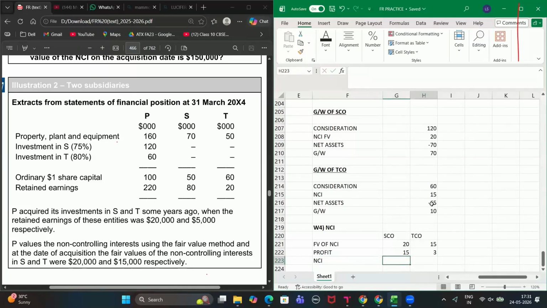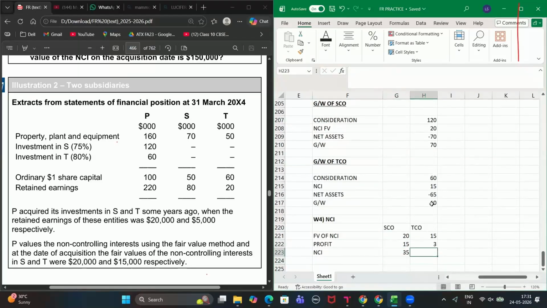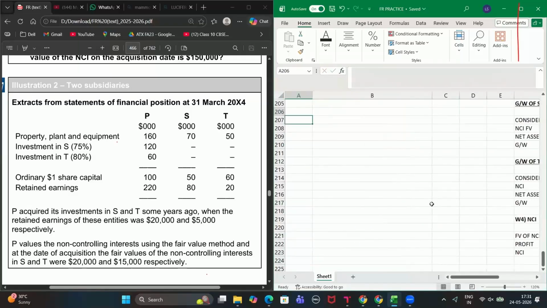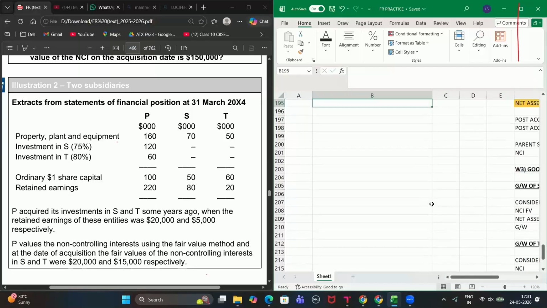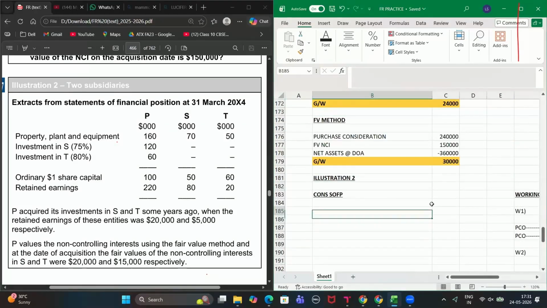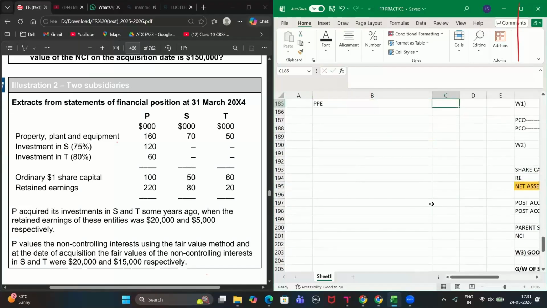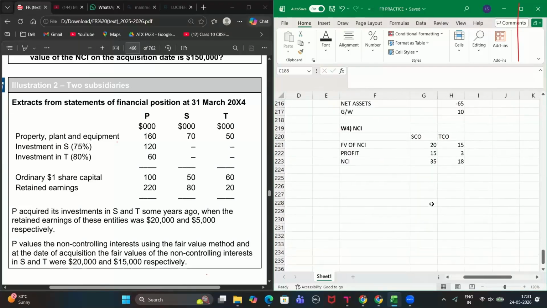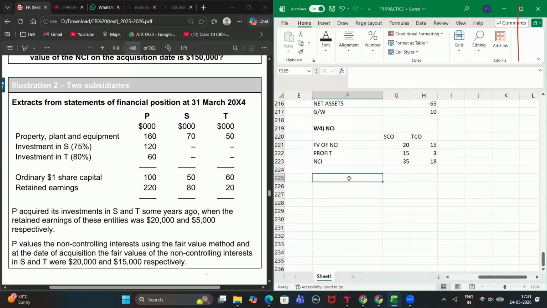So what is the value of NCI? It's 35 here and 18 there. See, we are not asked to prepare SOFP, but they are asking the value of PPE in SOFP. But before that, we have one more working left. What is the one more working? Group retained earnings, right? Working 5.